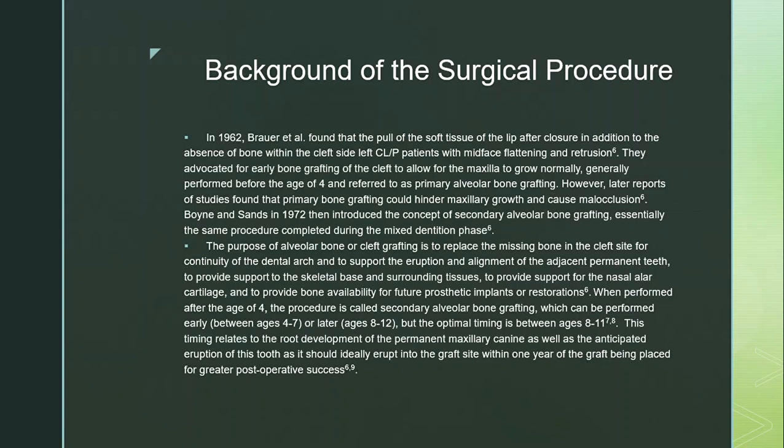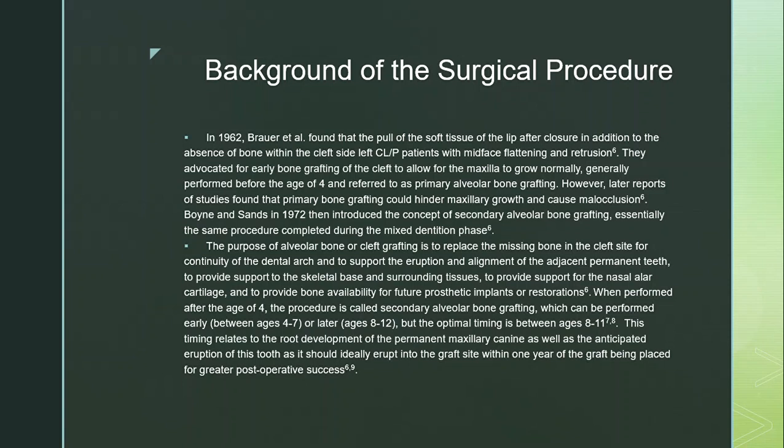Boyne and Sands in 1972 then introduced the concept of secondary alveolar bone grafting, which was essentially the same procedure but completed during the mixed dentition phase, which we'll talk about in the next paragraph.